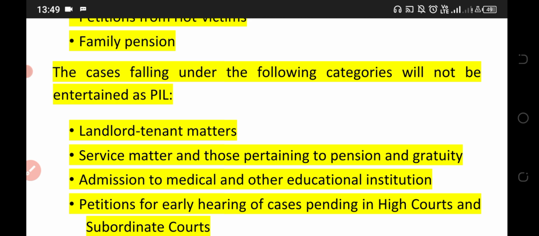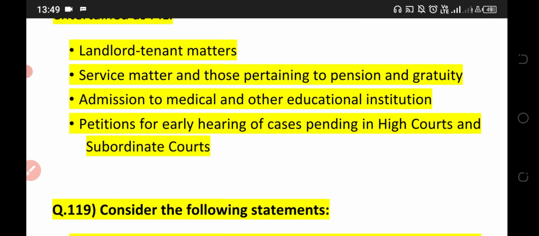The cases falling under the following categories will not be entertained as a PIL: landlord-tenant matters, service matters, and those pertaining to pension and gratuity, admission to medical and other educational institutions, petition for early hearing of cases pending in high courts and subordinate courts.